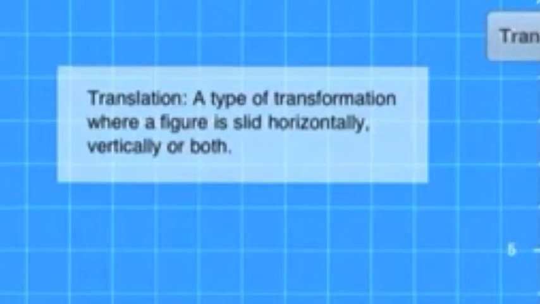The first type of transformation we're going to look at is translation, and in previous years you knew this as a slide. Up here we have our nice little textbook definition, but as I just stated, it's basically nothing more than a slide, just a new term for it. So from here on out, it's always going to be referred to as a translation.